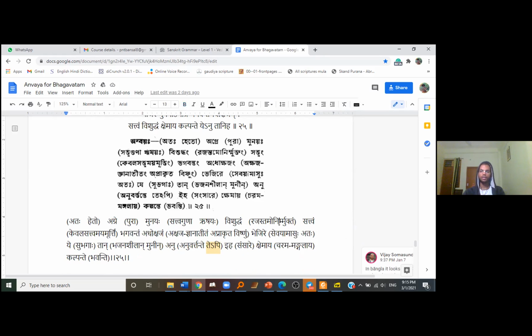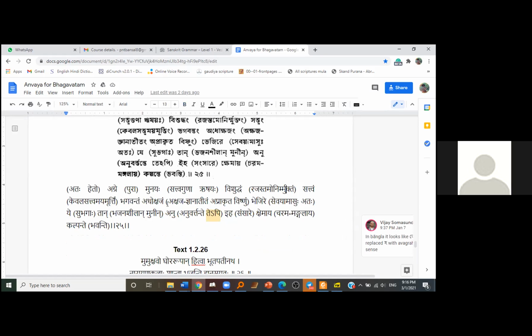Okay, who can tell the sandhi here of Dvitva? Raramat? Yeah, Raramat Sarveshwara, Sarveshwara tu Harigotram Vina. Yes. So Sattvam Kevala Sattva Murtim Bhagavantam Adhokshajam Akshaja Jnanatitam Aprakrita Vishnam Bhejire Sevaya Masuhu. Ataha Ye Subhagaha Tan Bhajana Shilan Munin Anuvartante Tepi Iha Sansare Kshemaya Charma Mangalaya Kalpante Bhavanti.